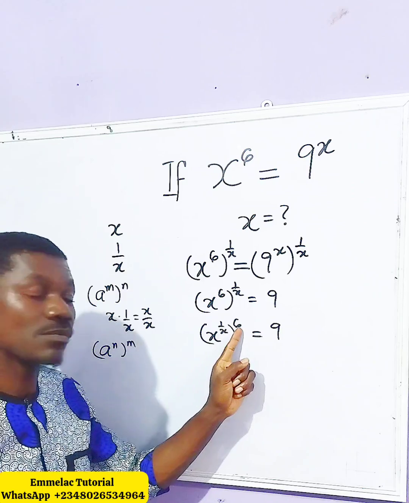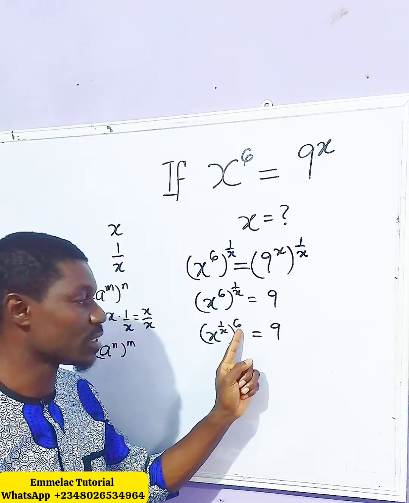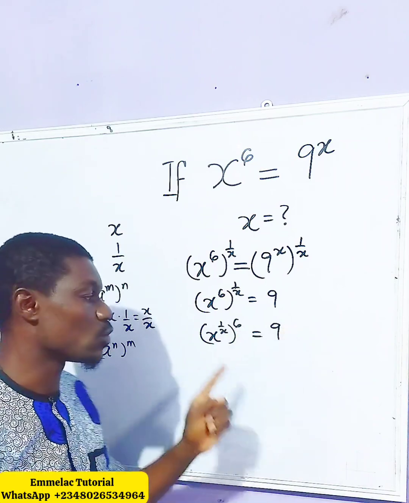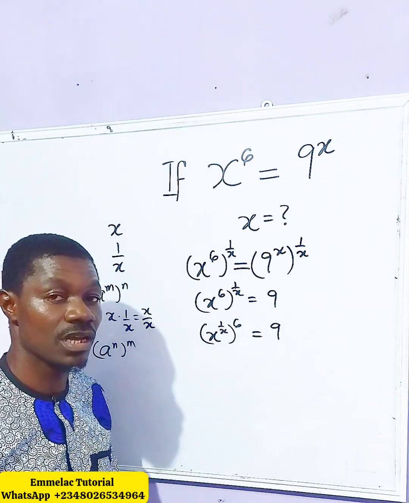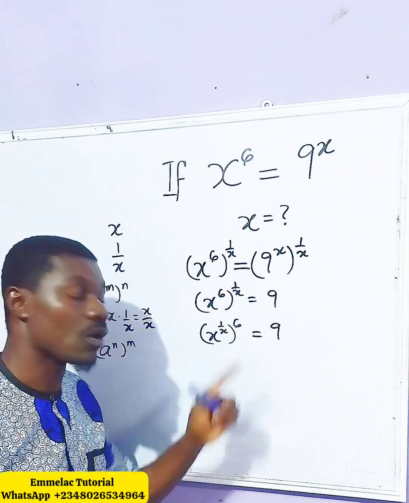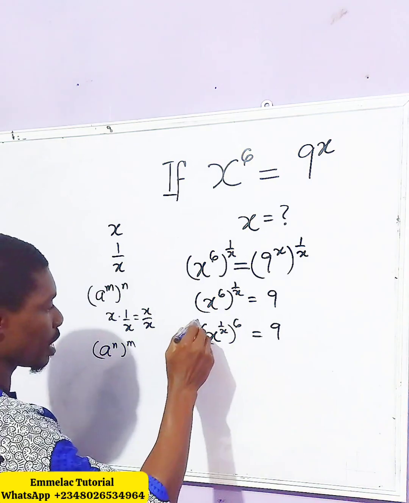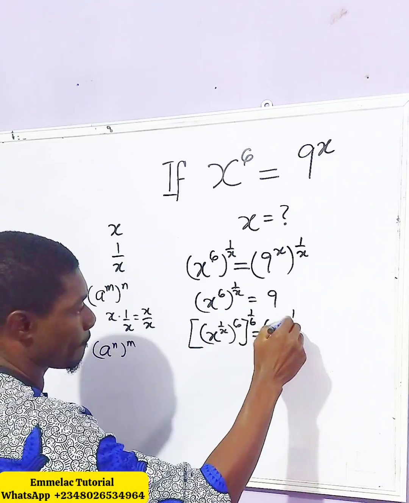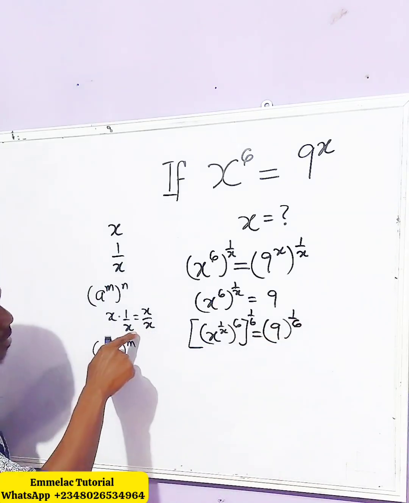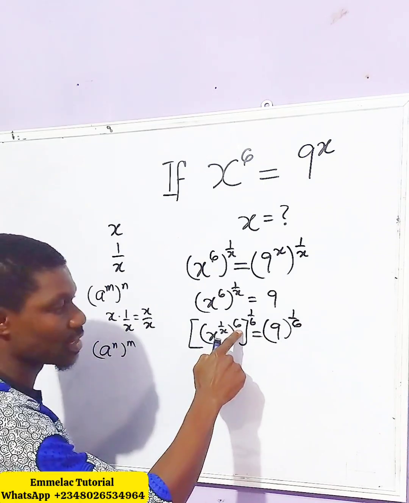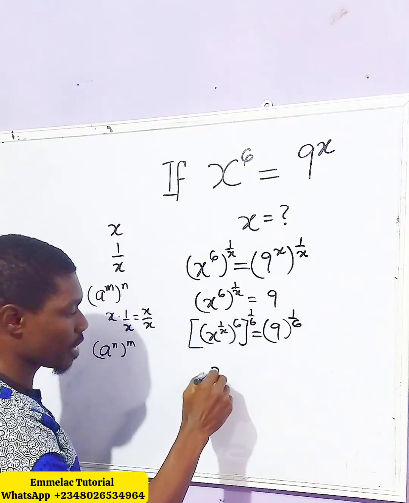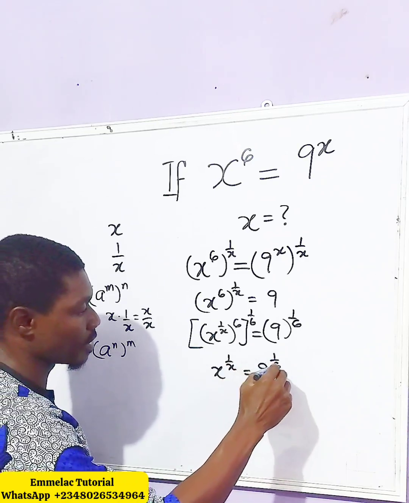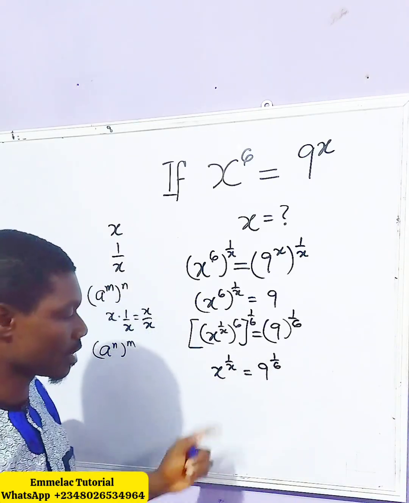Now here is 6. For us to eliminate this 6, we'll also raise both sides of the equation by the reciprocal of 6. Applying the same rule here, this 6 will eliminate this, so we are left with x raised to the power of 1 over x equals 9 raised to the power of 1 over 6. But we have a problem here.